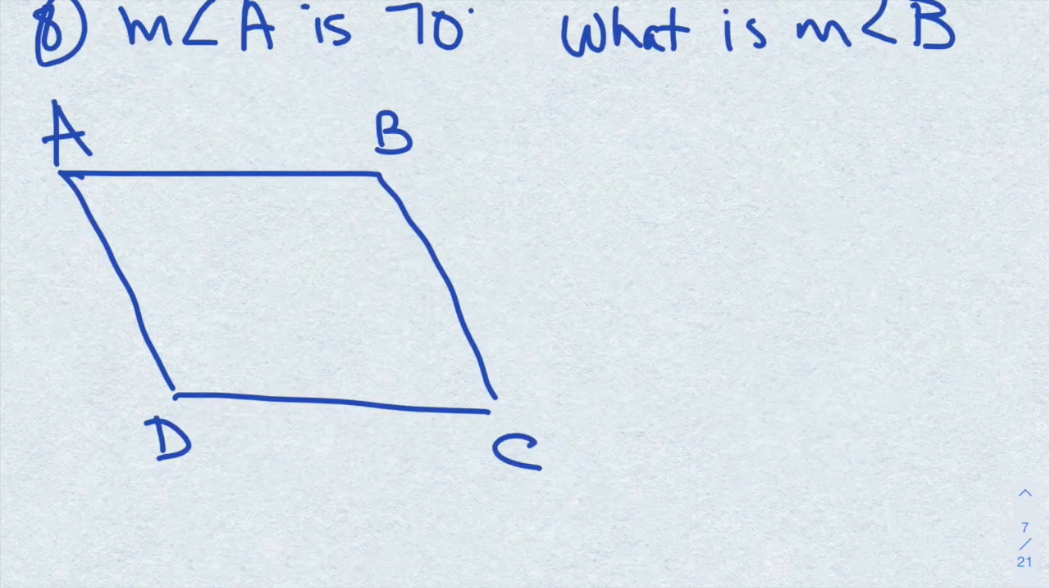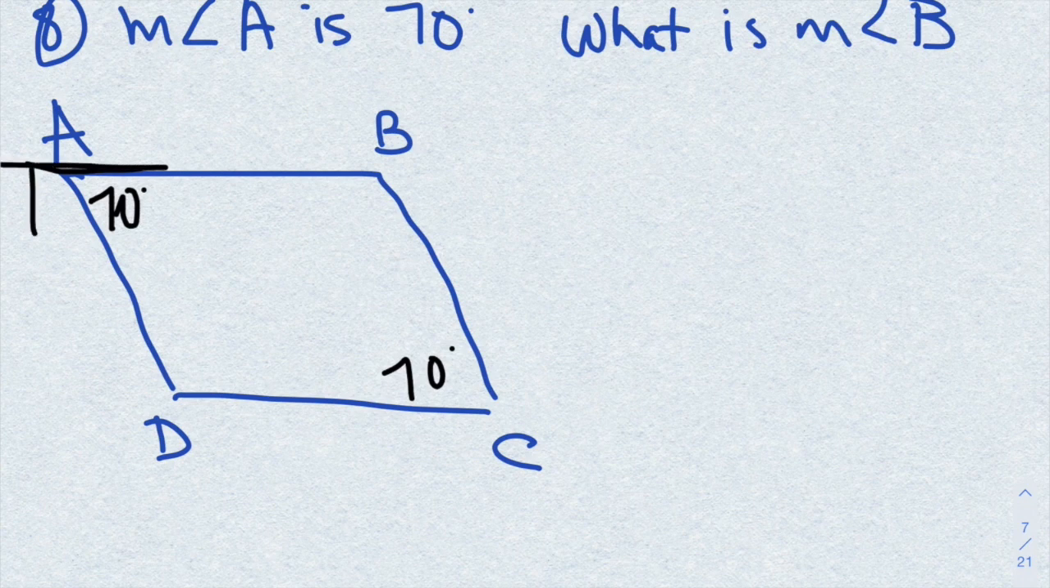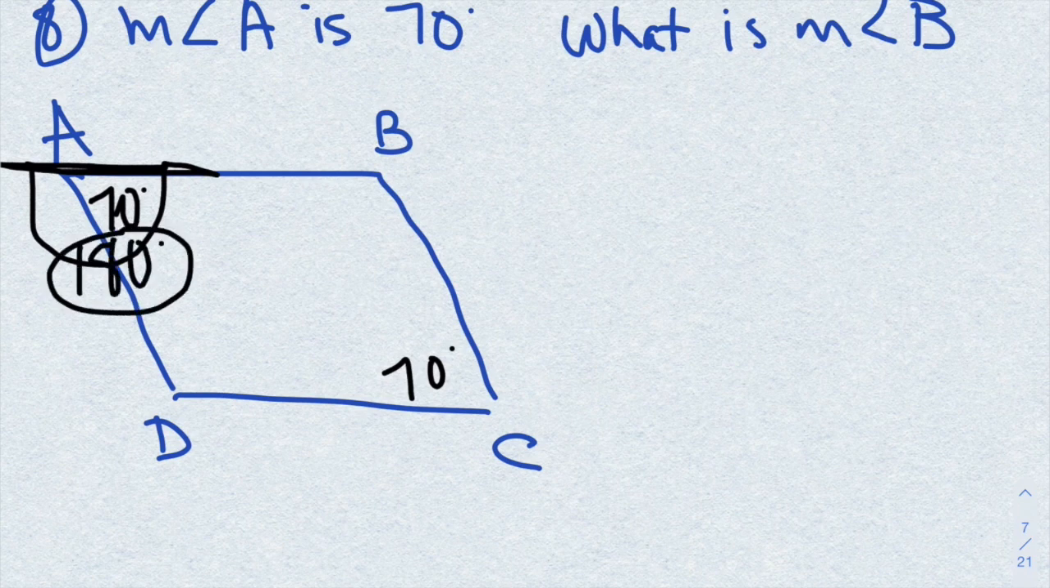Okay, number 8. The measure, it's what the M means, of angle A is 70 degrees. What is the measure of angle B? So first thing I want to do is label what I know. So this is 70. So then the opposite angle from it will also be 70. Remember my magic angle thing, where I can draw my rainbow and say that this whole thing is 180. That's our magic number, right?